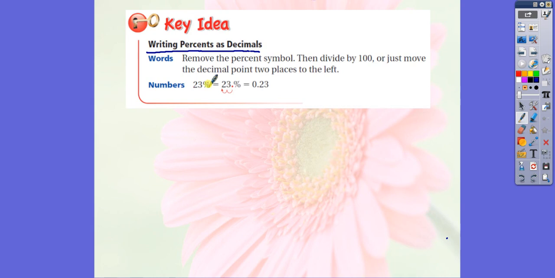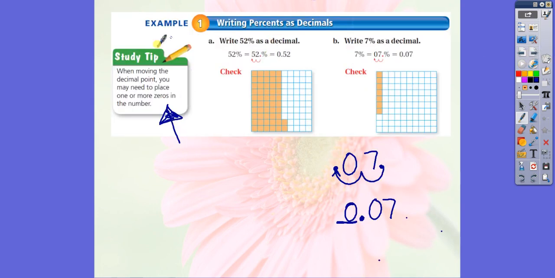So for 23%, and just like all the other examples, when you don't see a decimal in the starting number to move, you just place the decimal at the end once you remove the percent sign, so that way you can move it 2 places to the left. So we looked at these examples. 52%, you move it 2 places to the left. 7%, you move it 2 places to the left.